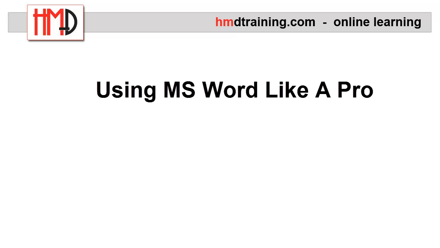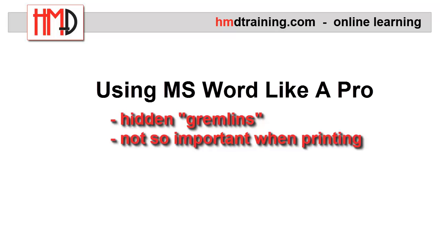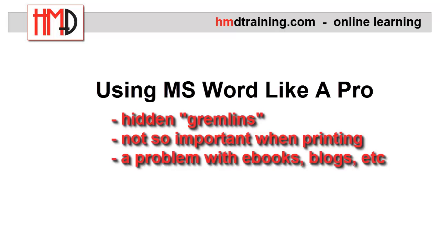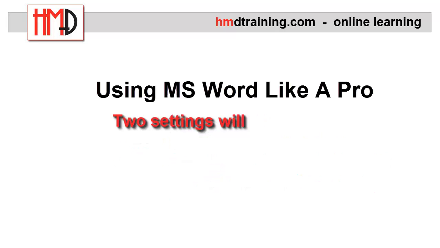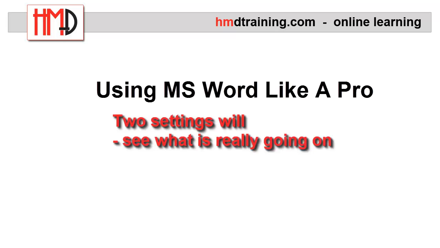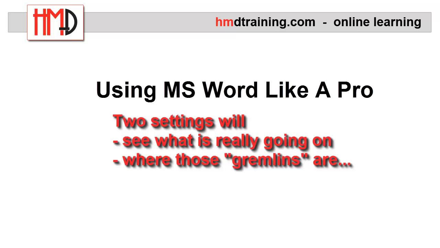Many Word documents have what I call hidden gremlins. These usually do not matter too much if you simply want to print the document. However, these days documents can be destined for a blog, an ebook, or a website, and then these gremlins can really mess you around. Even when you print a document, once it is printed, you'll be surprised how those gremlins jump out at you. So the two settings we're going to look at will allow you to see what is going on in your document and exactly where those gremlins are.